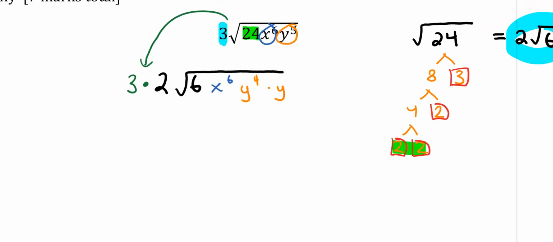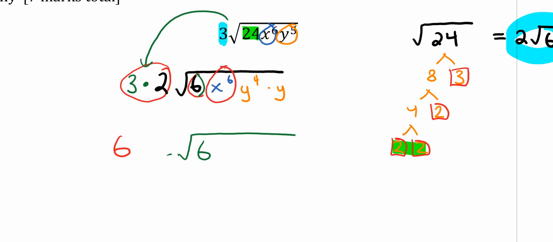And then from there, I guess we can just simplify this. 3 times 2 is going to be 6. I guess that 6 can remain. And then I have an even power here, so that's going to be x to the power of 3. Another even power there, which is going to be y to the power of 2. And then this y can go back inside the radical sign. So my final answer is 6 times x cubed times y squared times root 6 times y. So that's my final answer for that particular problem.